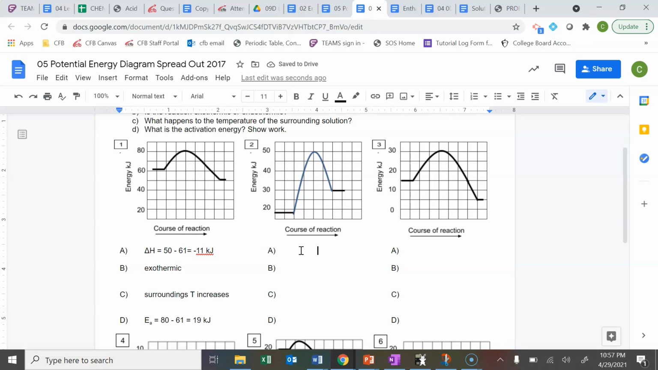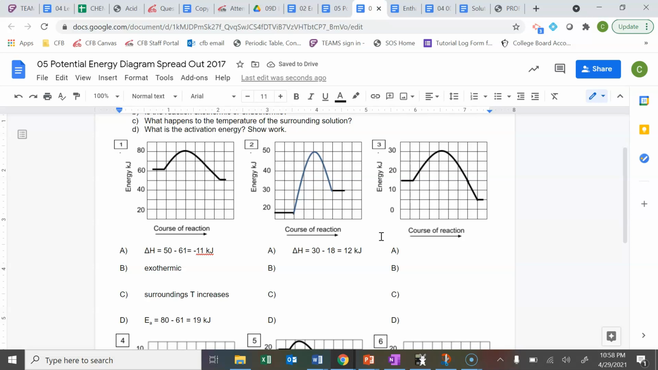Alright, we can look at the next graph to determine the enthalpy of the reaction, delta H. And again, products minus reactants is how I'll determine that. 30 minus, well, this is about 20, and it looks like these are going up by 10s, 20. No, that's going up by 5, 20, 25, 30. So between 15 and 20, I'm going to call it 18. So I'm going to do 30 minus 18. Of course, that's 12.